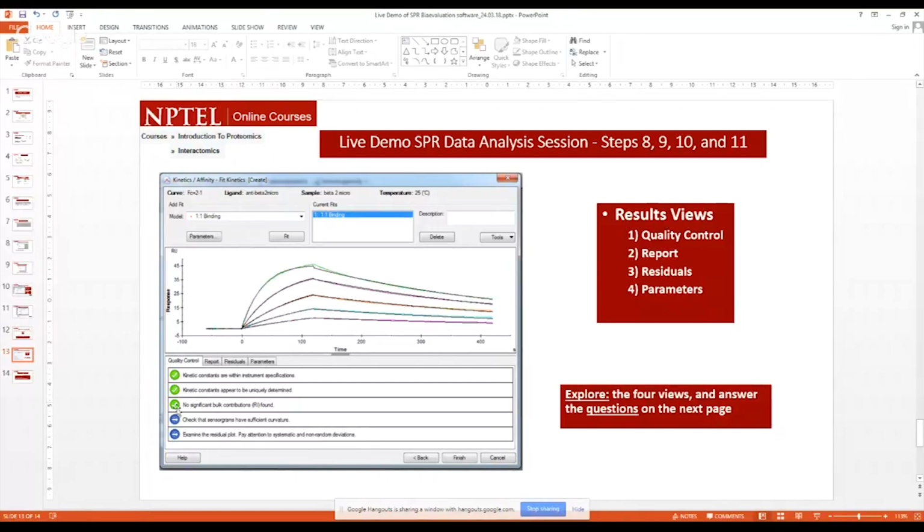So the quality control view will tell you whether all the quality control checks have been passed. So whether the kinetic constants are within the instrument specs, if the kinetic constants are uniquely determined, there are no significant bulk contributions, etc. So I would like you all to explore each of these 4 views, and then there are some questions on the next page.